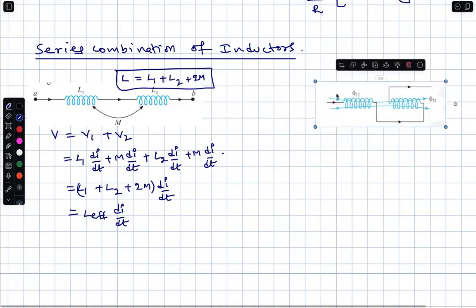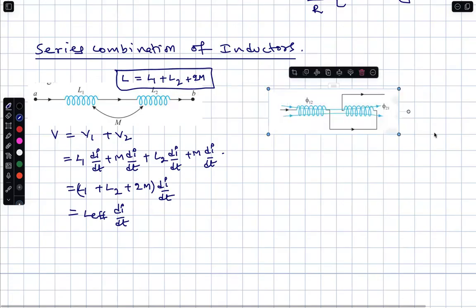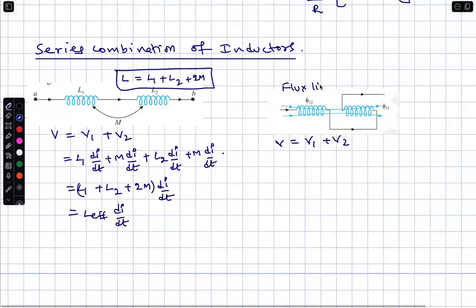Flux is opposite to each other. Right. This is the case where flux is opposite. You can see it is how it was supposed to go due to the first one. They are actually opposite now. So in that case, what is going to happen when you are writing V1 plus V2? Flux linkage is opposite here.